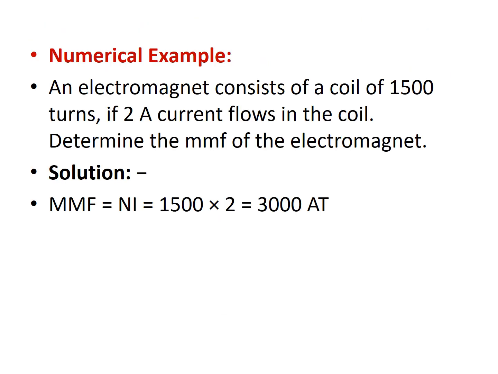One numerical example: an electromagnet has a coil of 1500 turns. If 2 ampere current flows in the coil, determine the magnetomotive force of the electromagnet. This numerical is so simple. MMF equals N into I. N is 1500 and current is 2 ampere. Therefore, MMF equals N into I equals 1500 into 2. Therefore, 3000 ampere turns are required.